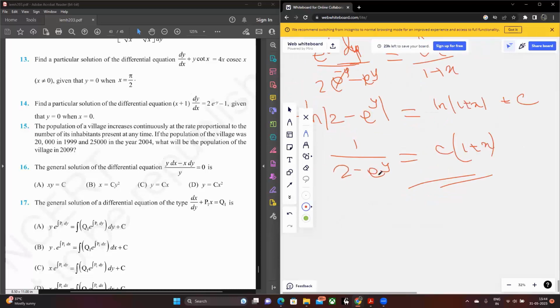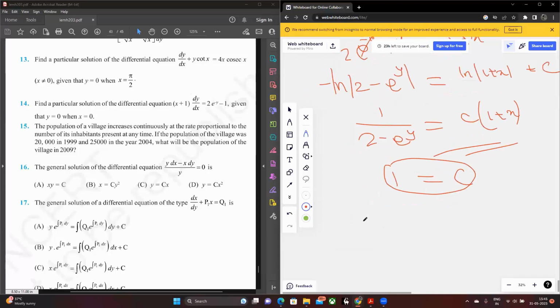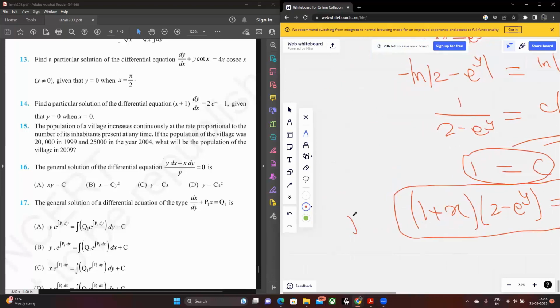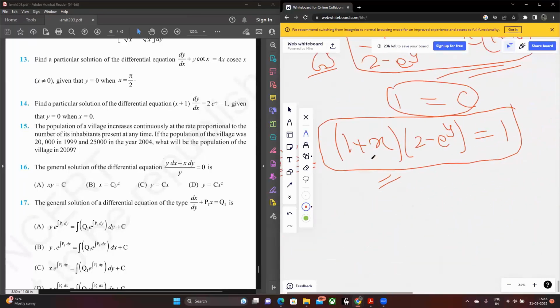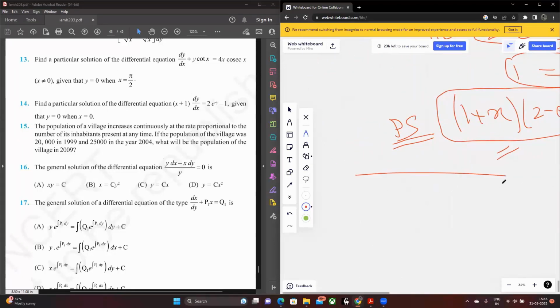Since it passes through the origin, we have the fact that 1 is equal to c. Therefore, you have the equation (1 plus x)(2 minus e to the power y) is equal to 1. That is a particular solution. The previous one was the general solution. This is the answer: (1 plus x) into (2 minus e to the power y) is equal to 1. That's 14.